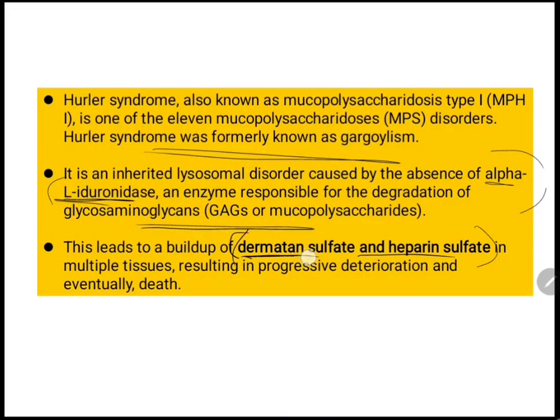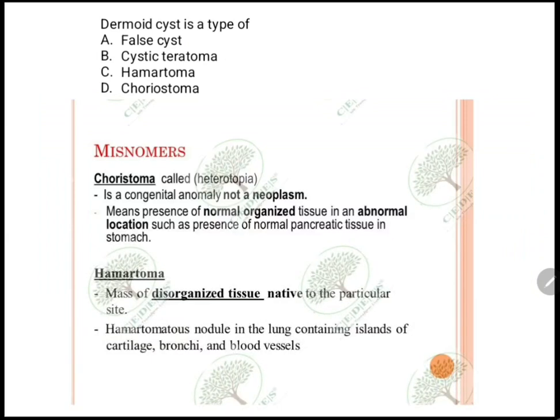So to answer your question, it is the dermatan sulfate and heparin sulfate. Now the next question is, dermoid cyst is a type of false cyst, cystic teratoma, hamartoma and choriostoma. Now you have to understand what each of these things actually mean.